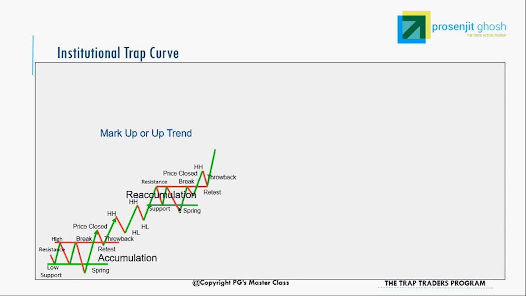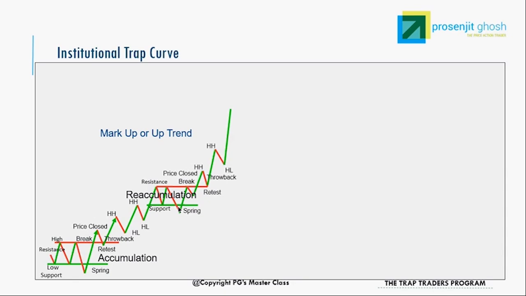Okay, so now this reaccumulation happened, price gave a throwback and price moved up, and after the reaccumulation, again the trend continues by creating higher highs and higher lows. So this is our markup stage or uptrend stage. Okay, so in a markup stage and uptrend stage, there can be n number of reaccumulations forming, and the more the reaccumulations, the more the trades we are going to get.